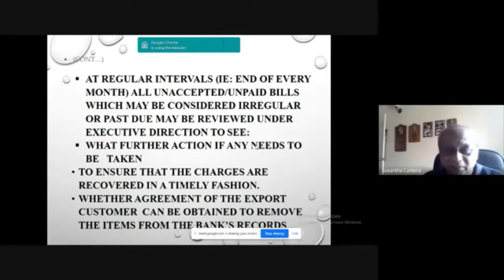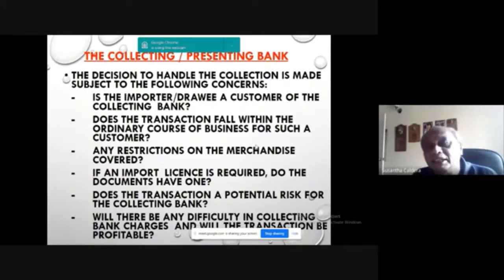Right? Because otherwise you can't go on like this. To ensure that the charges are recovered in a timely manner, with the agreement adopted, remove the items from the bank's records. That's what we have discussed. The collecting and presenting bank. The decision to handle the collection is made subject to the following conditions.